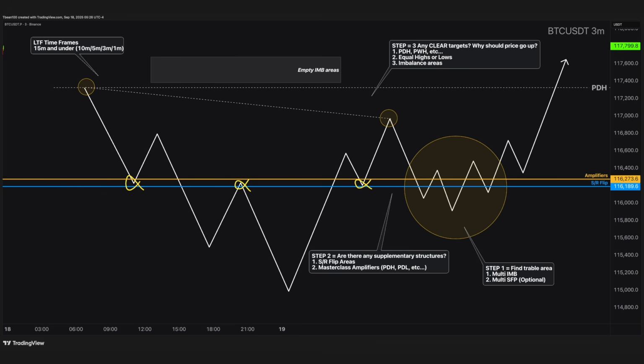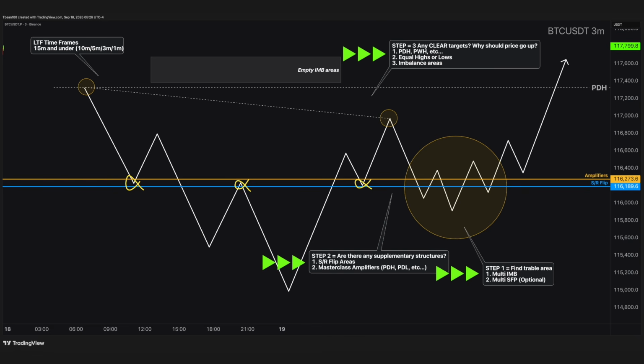Usually, it is because the price is heading to hunt specific levels or liquidity. That's why having clear targets is so important. And there you have it. Step 1, you find yourself a tradable area. Step 2, you confirm it with extra supportive structures. Step 3, you identify the great and clear targets.